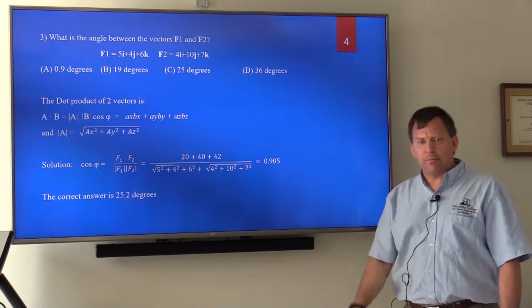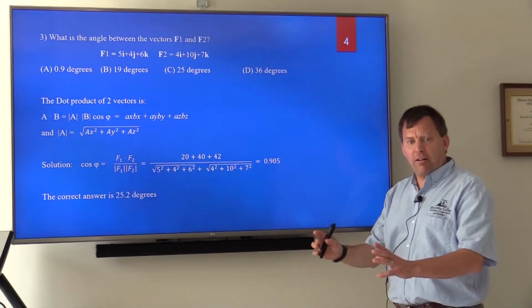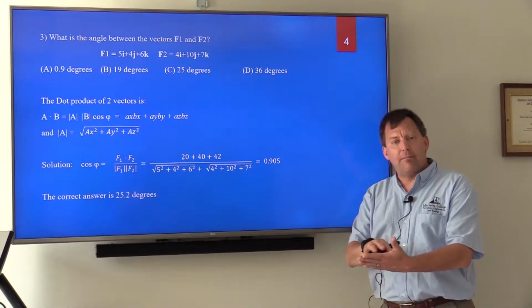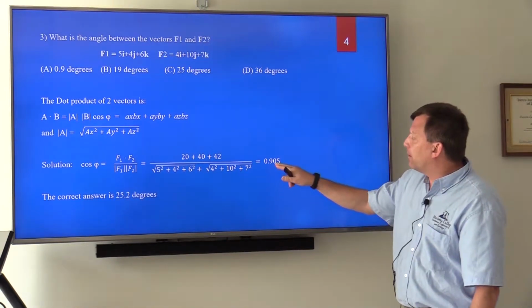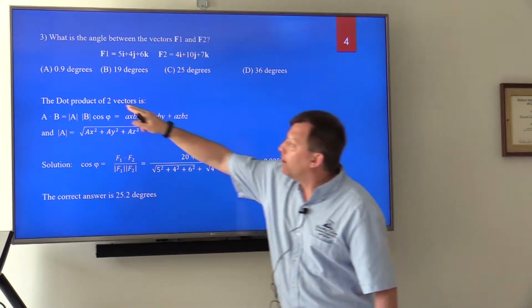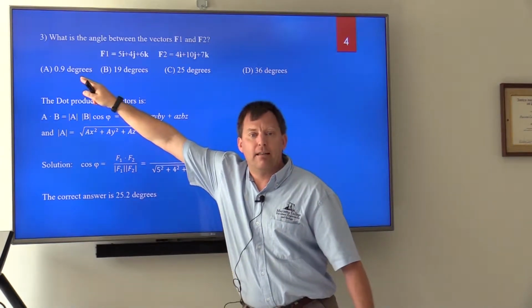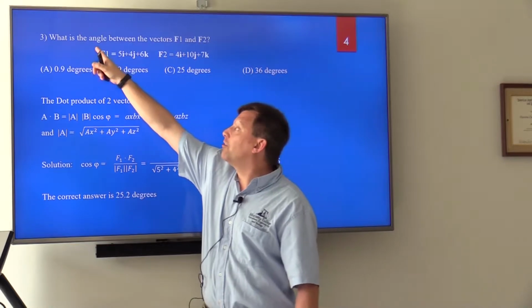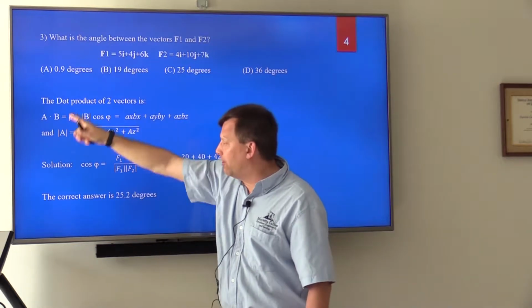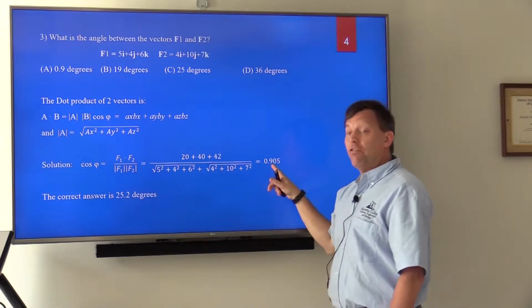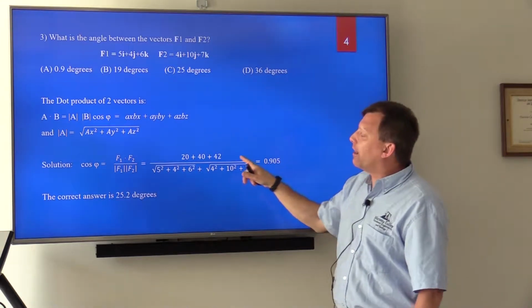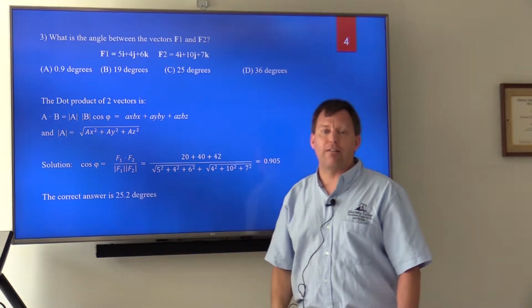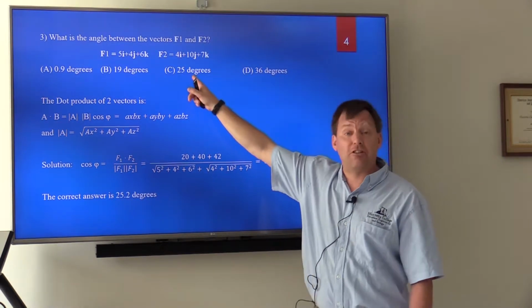A lot of times, people are very excited. They say, okay, I entered the data in my calculator, I got the answer 0.905. Let me go up. Okay, there it is. The answer is A. Be very careful. The question asks for the angle between the two vectors. This is the cosine. So when you take the arc cosine, the correct answer is 25.2 degrees, which is C.